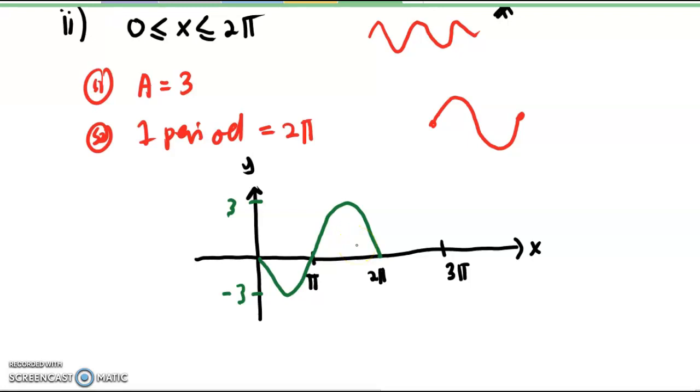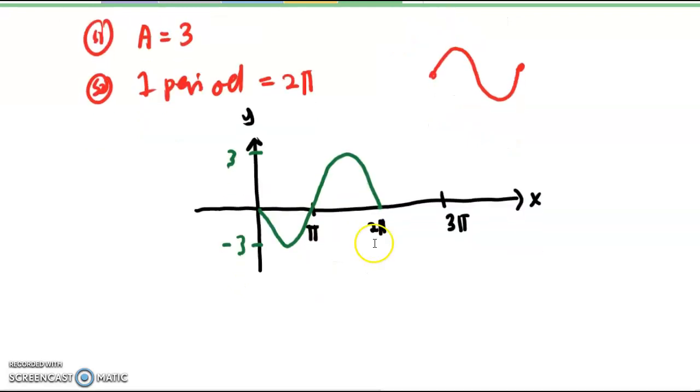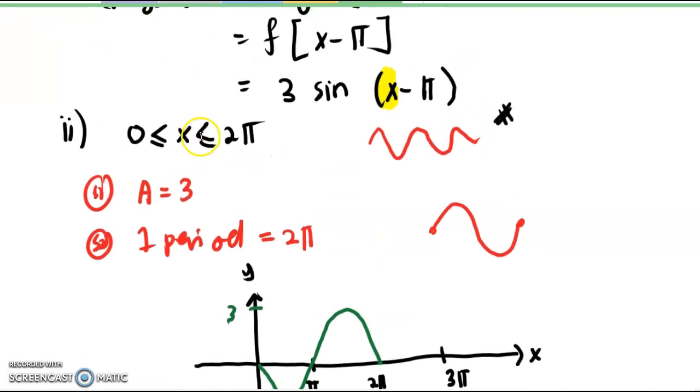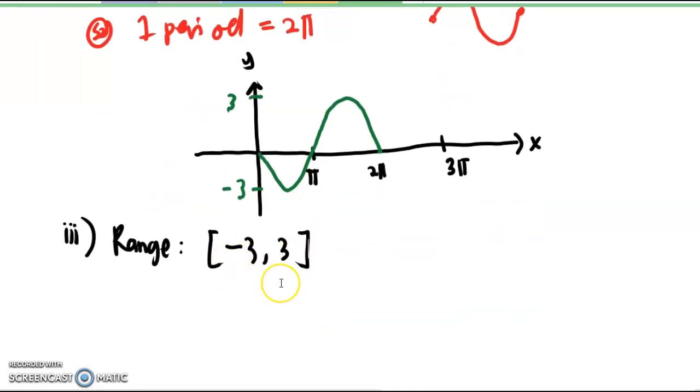Okay, and then soalan yang terakhir, dia minta state the range. Soalan yang ketiga, range-nya adalah negative 3 until 3. Close. Okay, kenapa close? Kita tengok balik domain kita. Domain kita ada tanda equal. Sebab itu range kita akan ada tanda equal ataupun close interval.